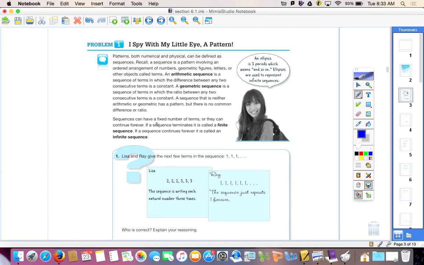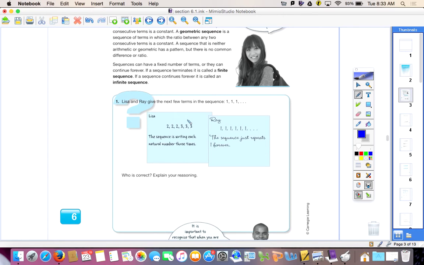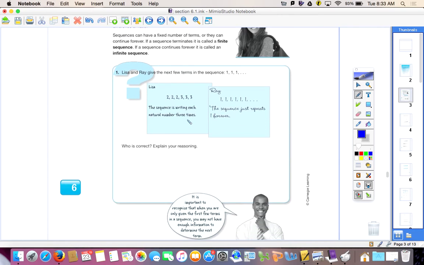So sequences can have a fixed number of terms, which means that that would be a finite sequence. And if a sequence continues forever, we consider that an infinite sequence.